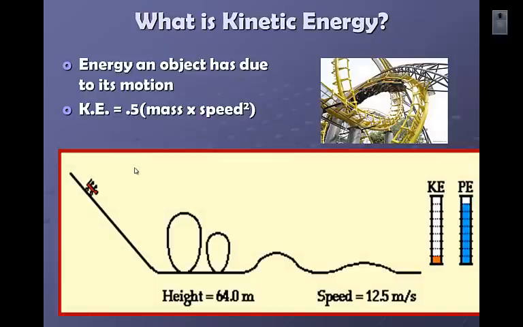Okay, roller coasters are a great example of potential and kinetic energy. If you watch over here to the side, it'll show you how the potential energy and the kinetic energy change as the roller coaster car goes through the roller coaster. So notice when the object is going faster, its kinetic energy is higher. When it slows down, its potential energy is higher.